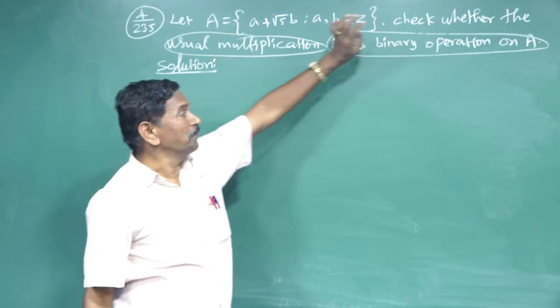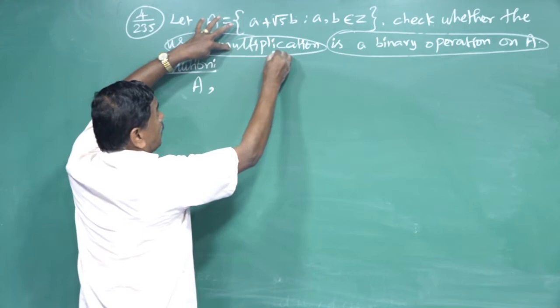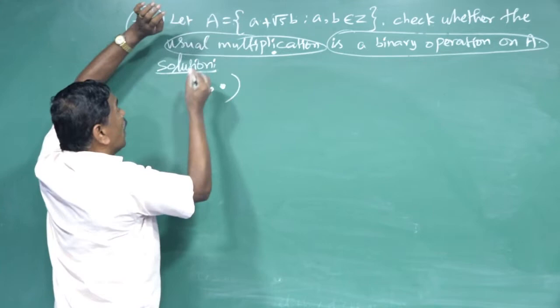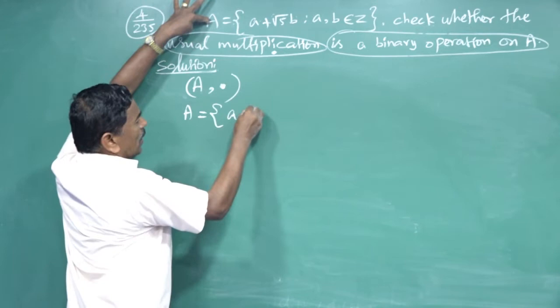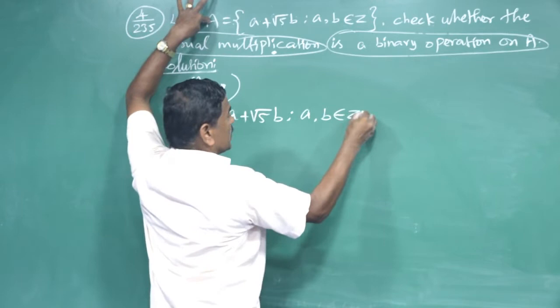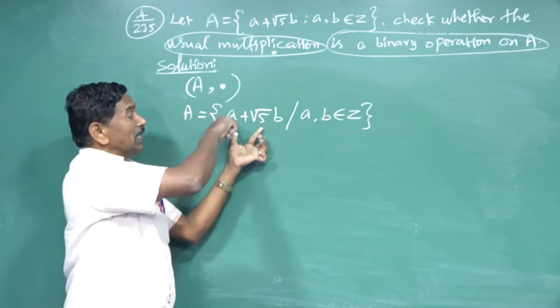Now take your given condition, and also one more idea here: A is a set and multiplication is the operation. Listen carefully. Multiplication means a dot. A is a set and the multiplication is the operation. I want to verify whether the multiplication is a binary operation on A or not. That is my aim. Now take your given set, A equals a plus root 5 b such that a, b belongs to Z set. Instead of this 'such that', one can do it like this also: A is a set which has elements of the form a plus root 5 b such that a, b belongs to Z set, which is the question.